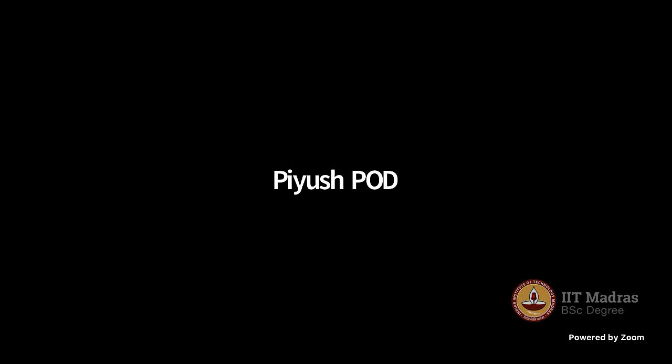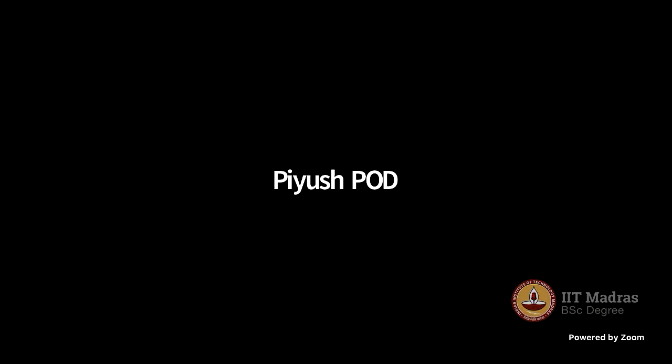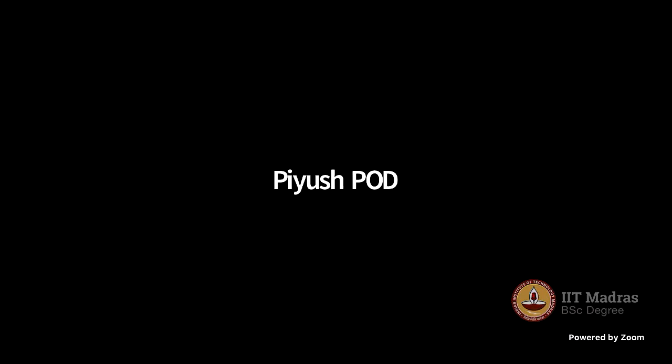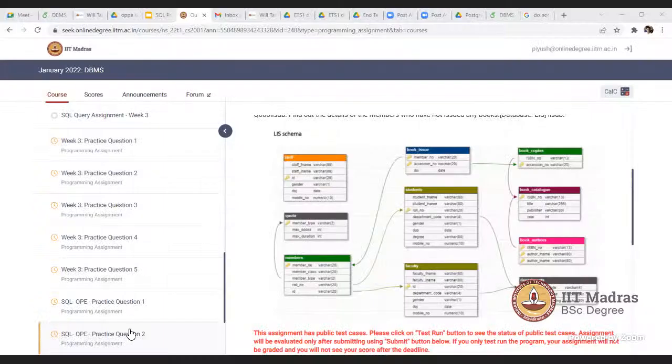So how do we get the details of all the tables in the current database? You want to see the record of a particular table, the names of all the tables that are there in a particular database. We are going to provide a schema. You can see that schema. See, I am sharing my screen. Have you gone through these two questions? SQL OP practice question 1, SQL OP practice question 2.